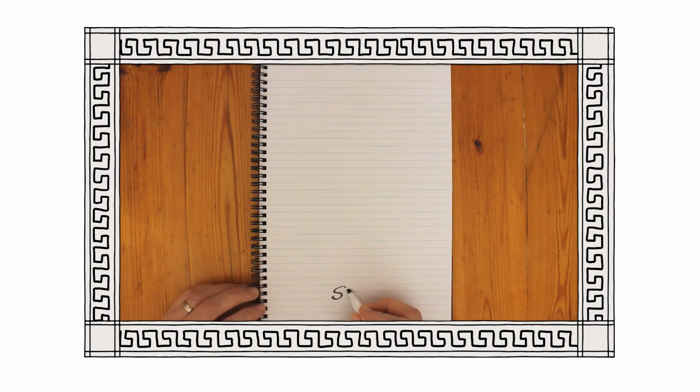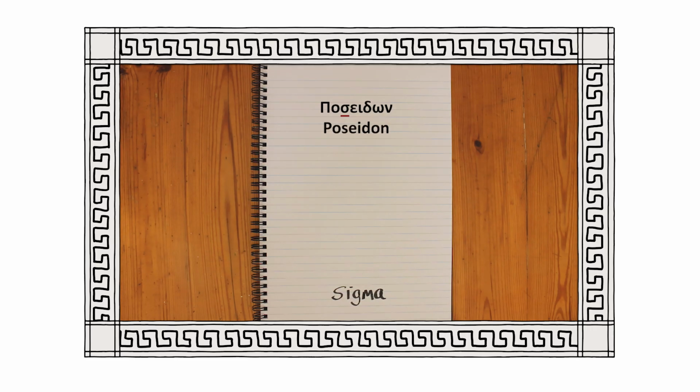Sigma for the s sound. You will see two versions of the lowercase sigma. When you see it in the middle of a word such as Poseidon, it takes one form, and when it is at the end of a word such as Artemis, it takes a different form.